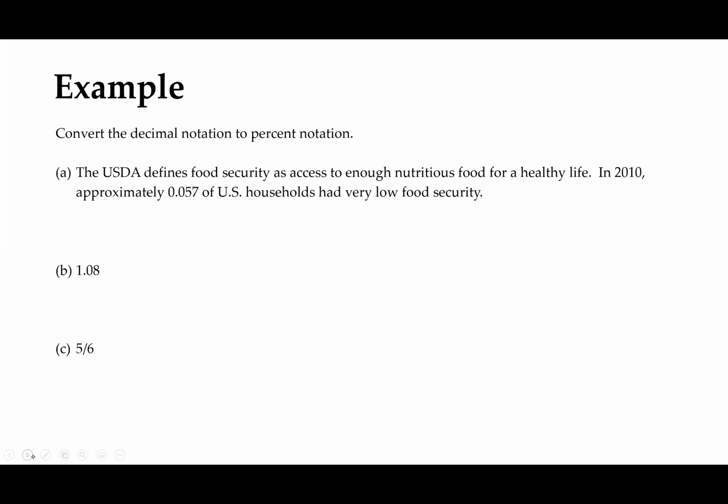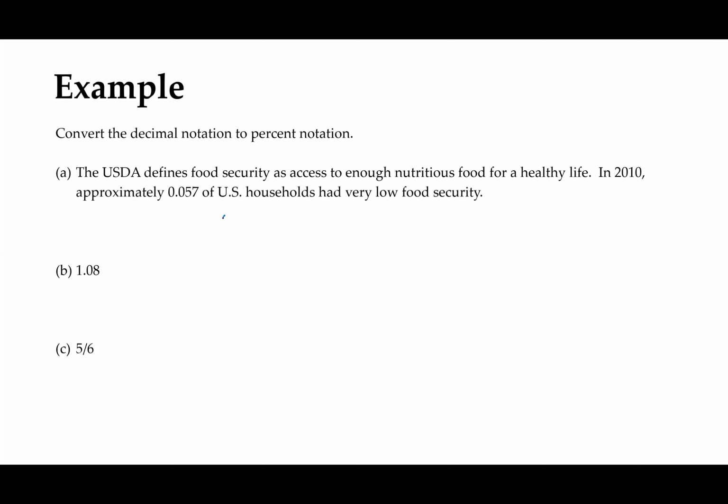USDA defines food security as access to enough nutritious food for a healthy life. In 2010, in other words, meaning you don't have to eat from a convenience store. And I'm only half joking. Some people, that's just all there is in their neighborhood. And that's a travesty. In 2010, approximately 0.057 of US households had very low food security.